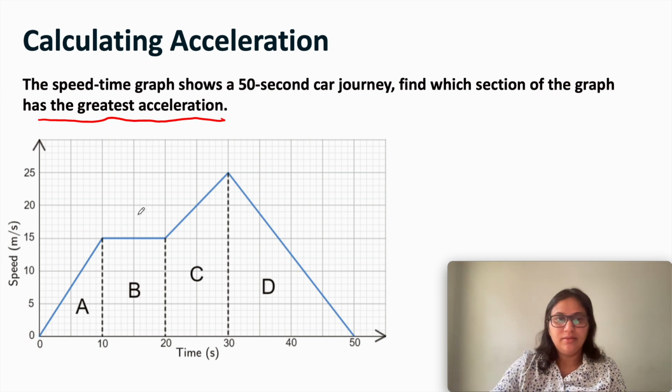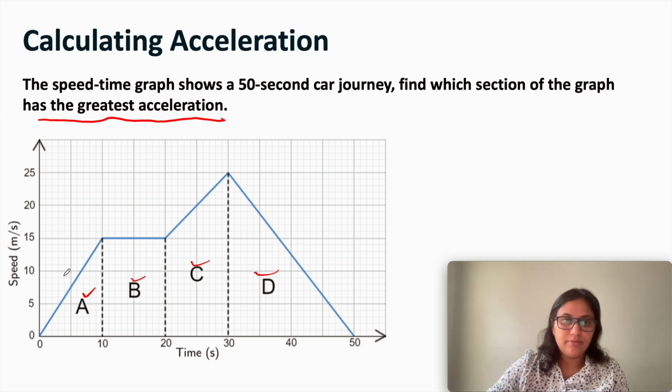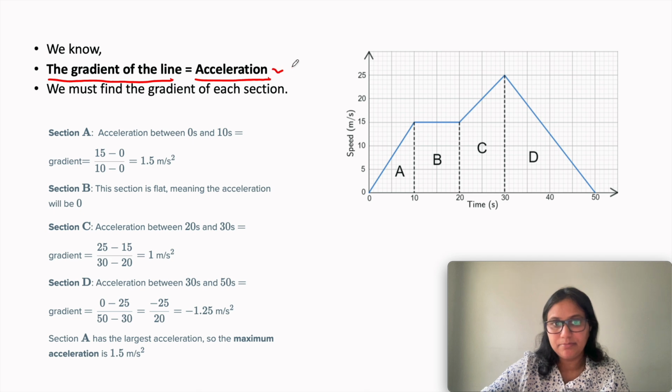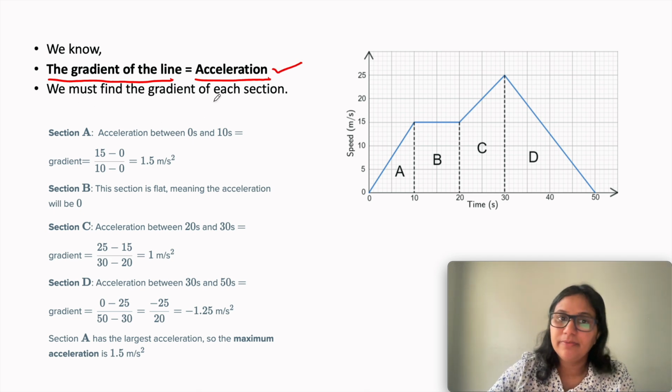Next, for the same graph question, you need to calculate which section of the graph has the greatest acceleration. Again, we are dividing this graph into 4 different parts. We are going to calculate the slope of each part separately, then compare the results, and then we know which part has the greatest acceleration. The important point is that the gradient of the line gives the acceleration, so we must find the gradient of each section.